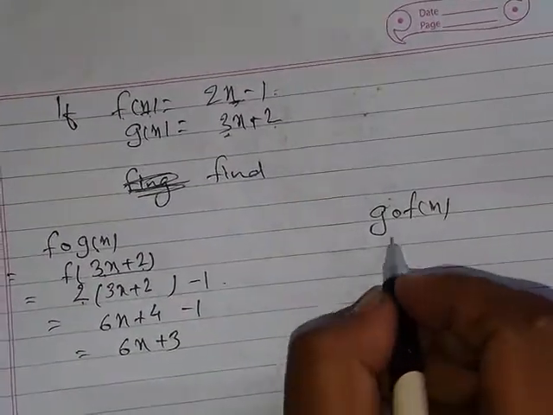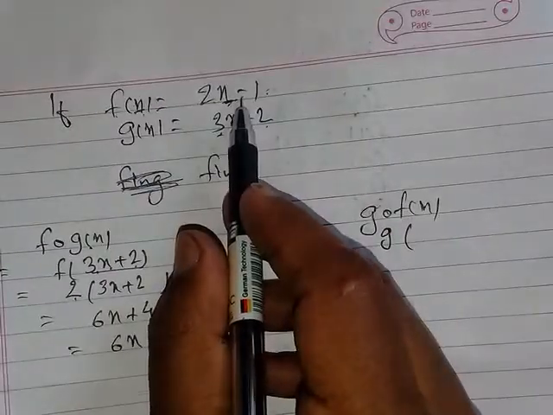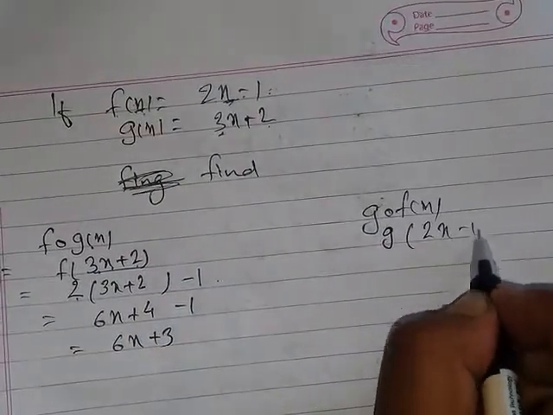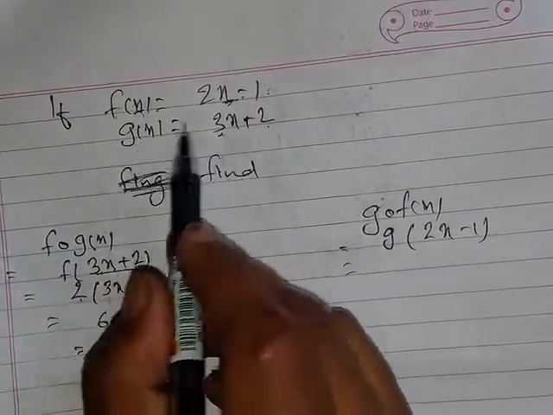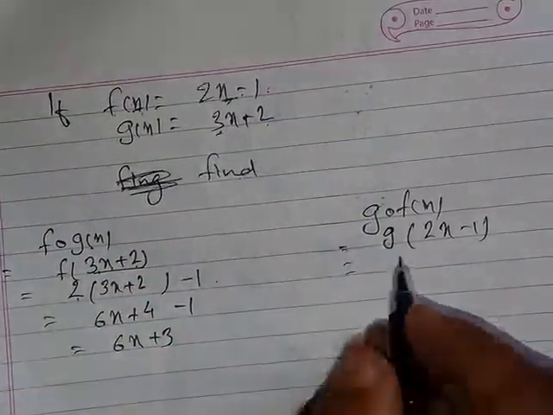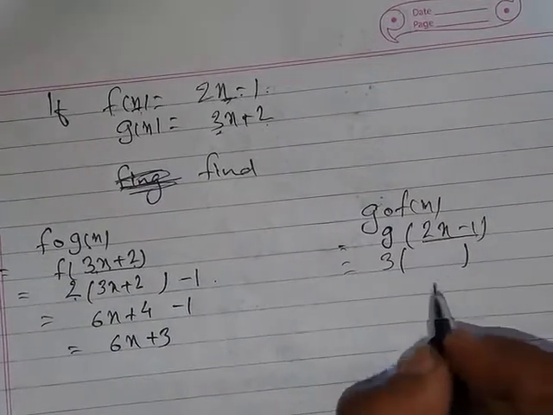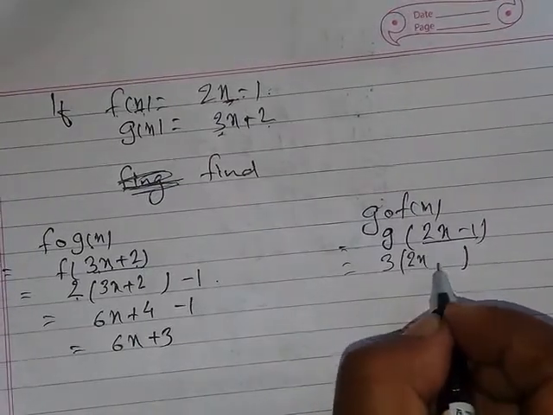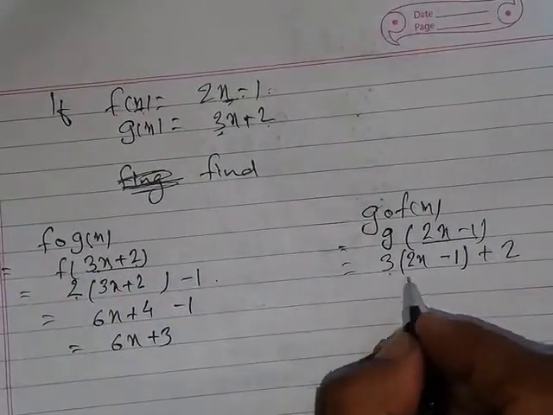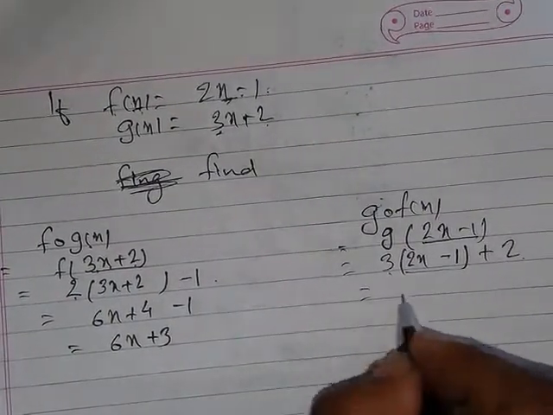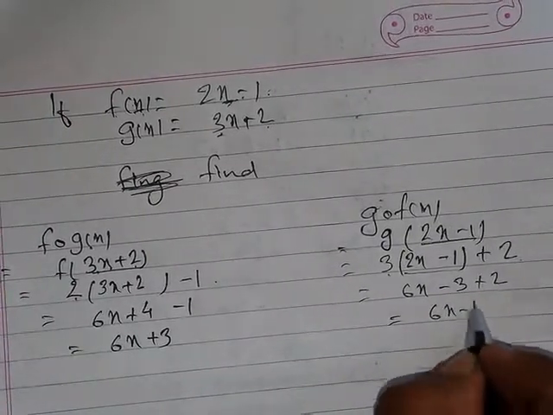Now g o f x equals g of f x. See here, 2x minus 1 is the value of f x. Now g x equals 3x plus 2, so g of 2x minus 1. What will be the value of x? The value of x inside the bracket is 2x minus 1. So we are going to write 3 times 2x minus 1, and there is plus 2 also. So 3 times 2x minus 1 plus 2 equals 6x minus 3 plus 2 equals 6x minus 1.